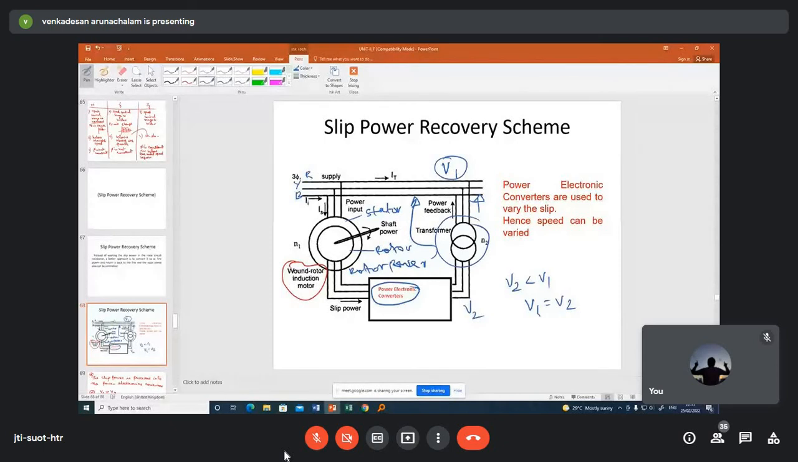So the power electronics converters are used to vary the slip, and hence the speed also can be varied. So here two objectives are achieved. One objective is that the power is not wasted in the rotor circuit, it is fed back to the transmission line. And another objective is that the slip of the rotor is varied and the speed can be controlled. Both objectives are achieved using the power electronics converter.